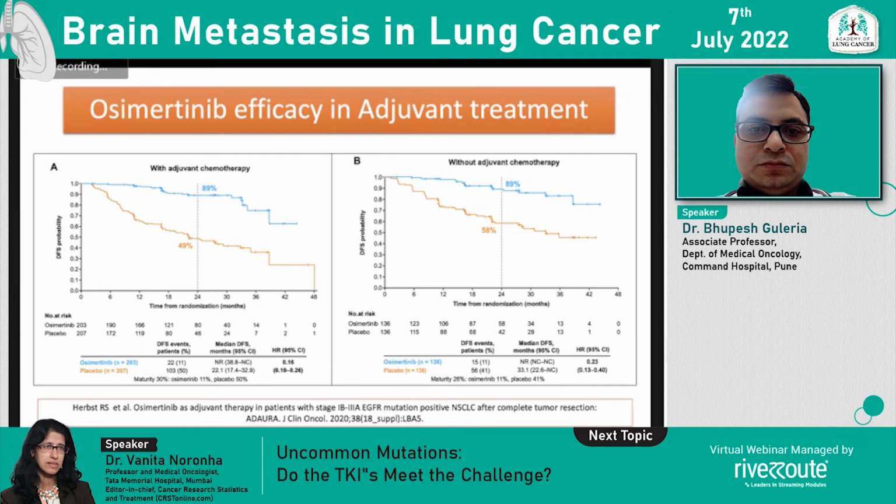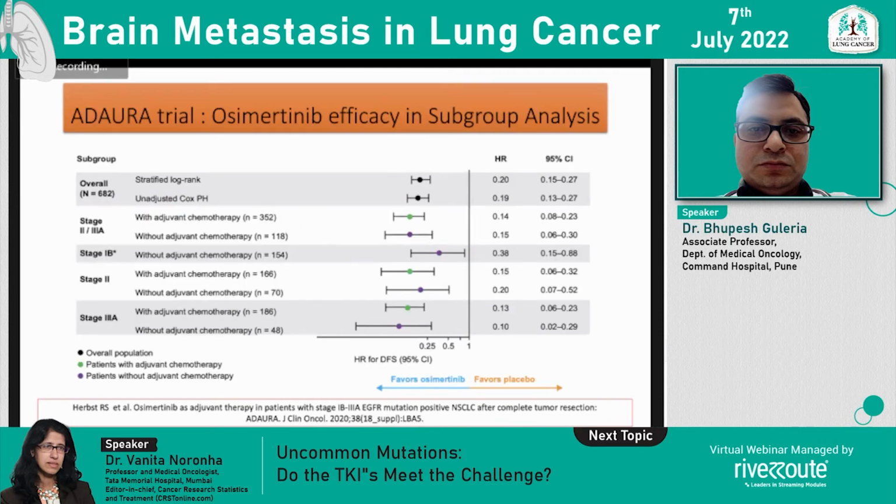So this drug, considering the benefit in the metastatic setting, was also evaluated in the adjuvant setting, and we looked at patients with localized disease, whether they were offered osimertinib after adjuvant chemotherapy or without adjuvant chemotherapy, and we have seen that there was a significant improvement in the DFS rates, both with or without adjuvant chemotherapy, across all localized stage subgroup analysis.